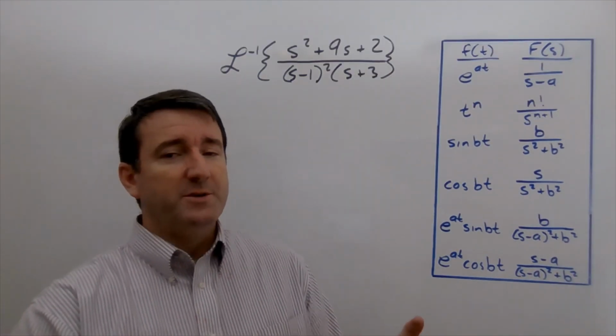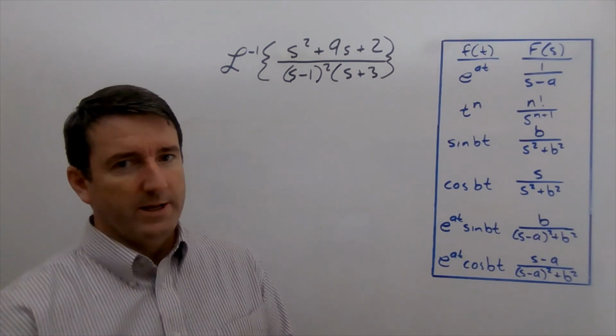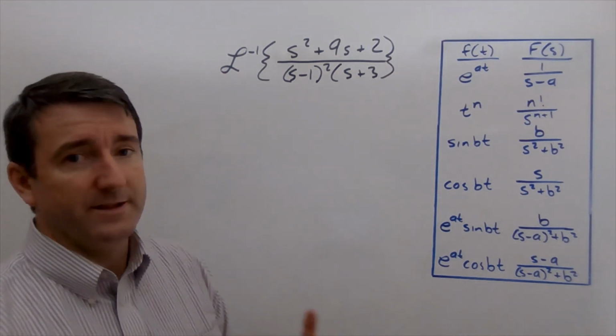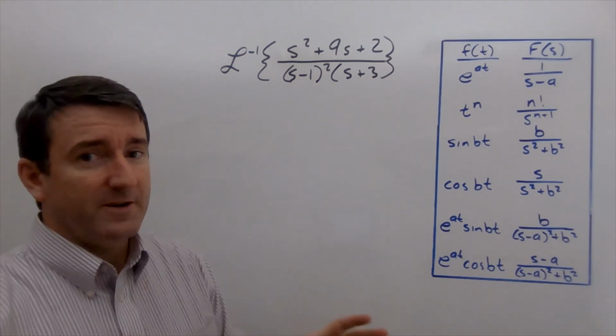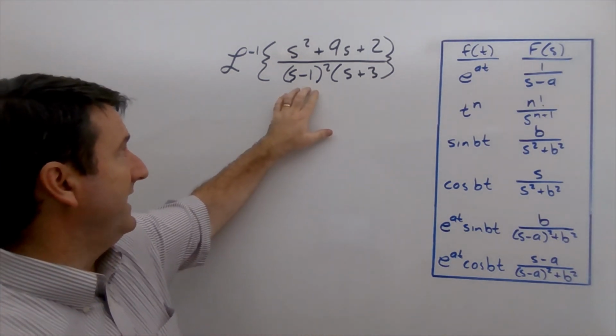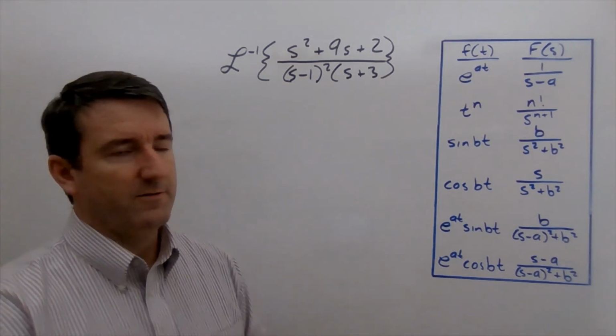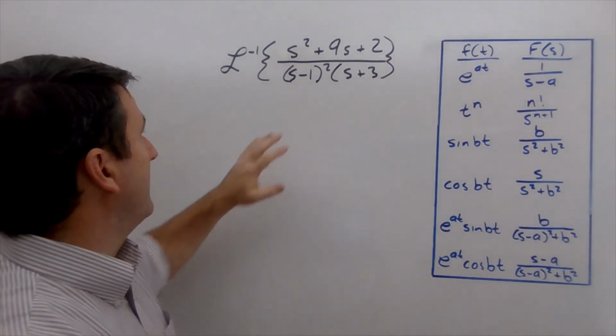All right, example number 2 is very similar to example number 1 in that it has linear factors in the denominator. The difference is that one of those factors is repeated. So there's a couple of things that we need to do differently for this one. But we're going to start off the same way.